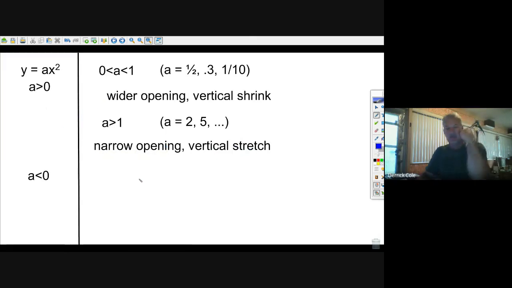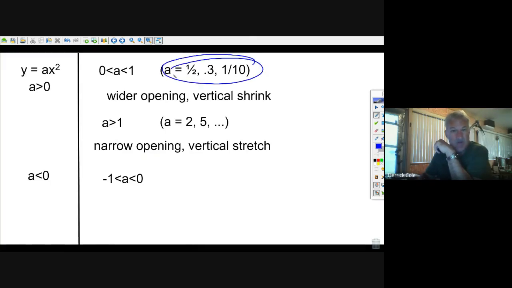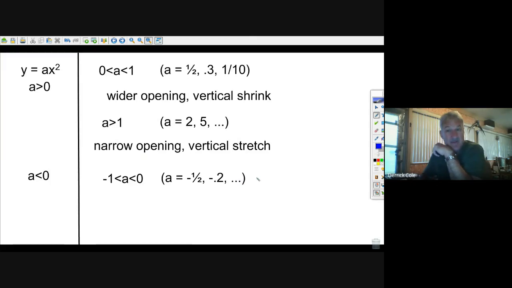What happens when A is less than 0? All right, so we're going to have two chances here of what's happening with A when it's less than 0. We're going to be between -1 and 0, and we're going to be less than -1. Because when A is between -1 and 0, that means it's going to be a fraction or a decimal. All right, -1/2, -0.2, -1.3, -4/5. So that means it's going to open down, which is called an x-axis reflection. And it's going to be a vertical shrink.